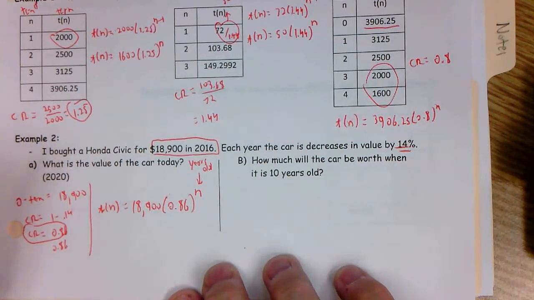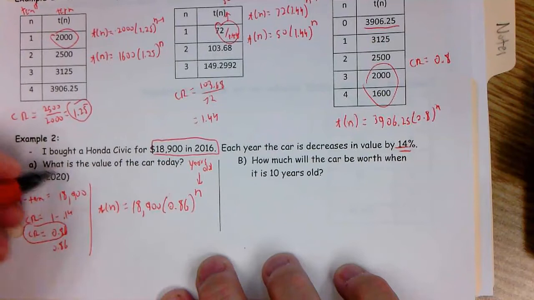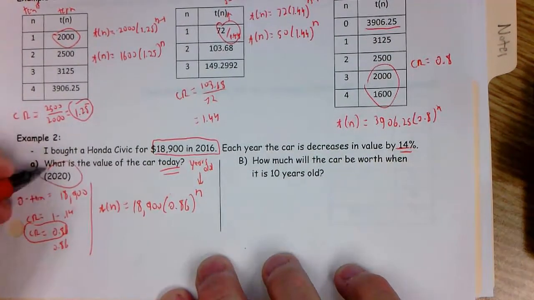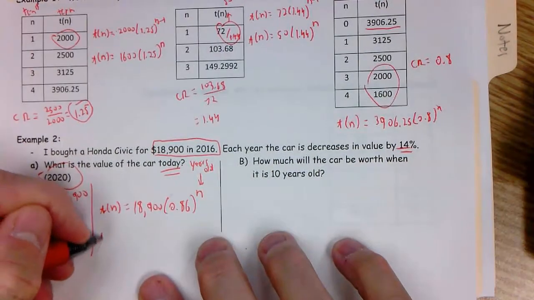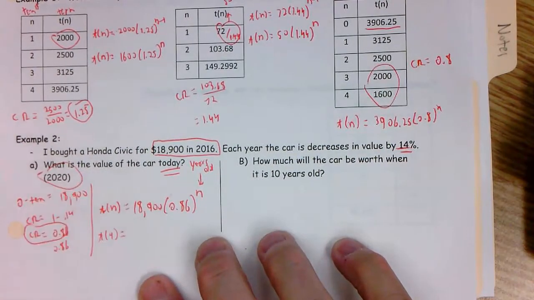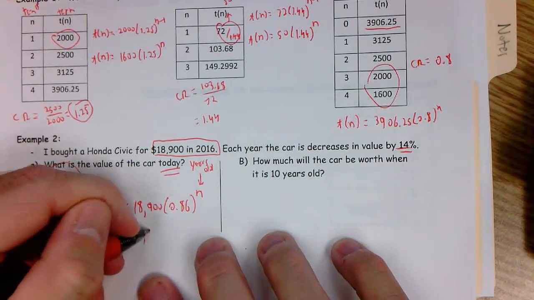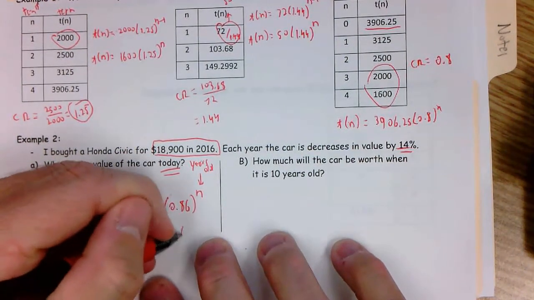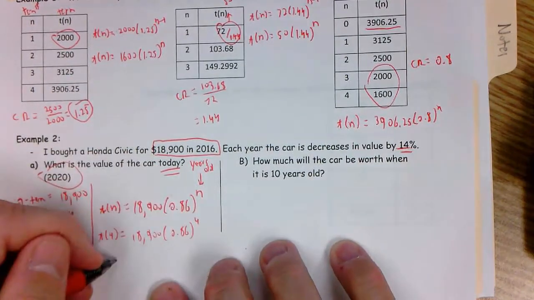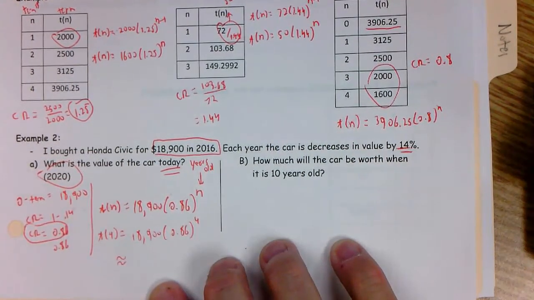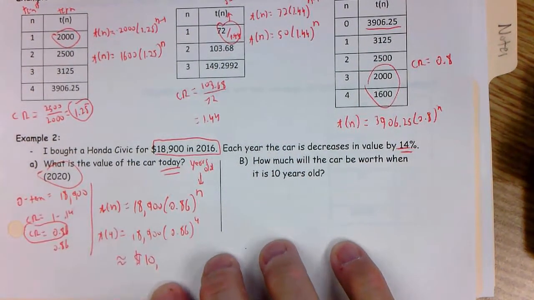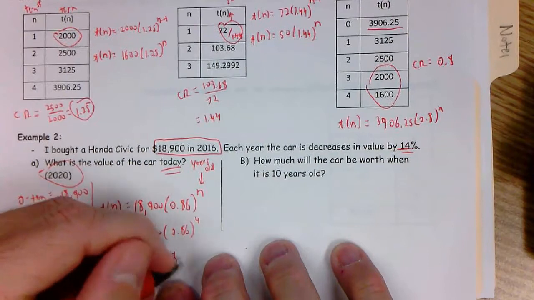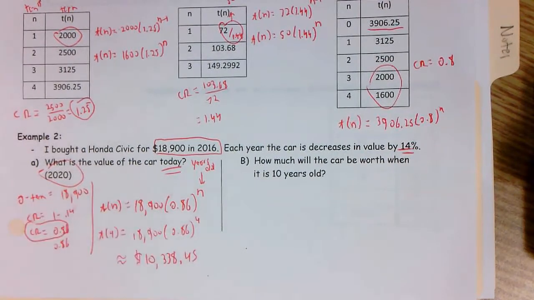And I think we want to know what is the value of the car today. So in 2020, well, the car is 4 years old. So I'd be putting 4 in for n. I want to know what T of 4 is. And it's 18,900 times 0.86 to the 4th, which is approximately $10,338.45.